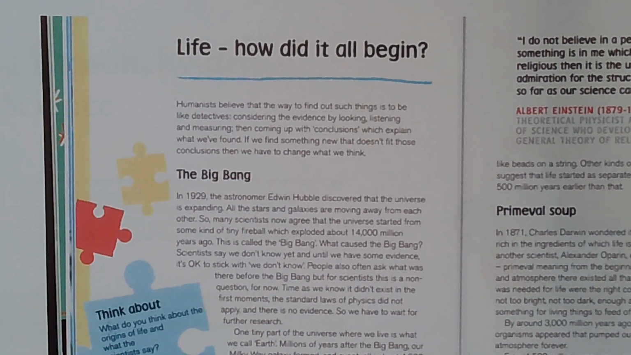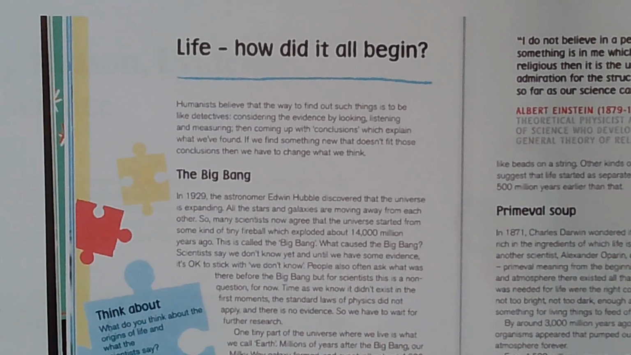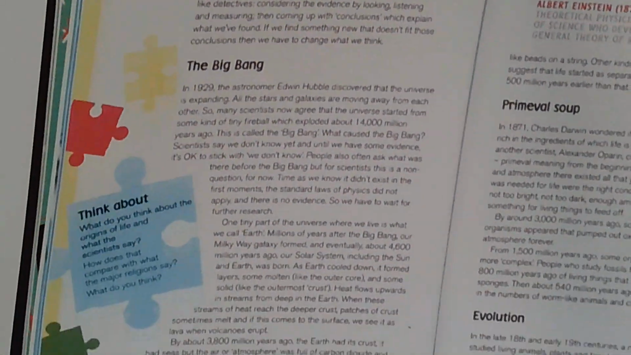By about 3,800 million years ago, the Earth had its crust, it had seas, but the air or atmosphere was full of carbon dioxide and other gases and not much oxygen. From about 3,500 million years ago, we find the earliest fossil evidence of life. These are single cells held together in long lines like beads on a string. So there's evidence of life from 3,500 million years ago.